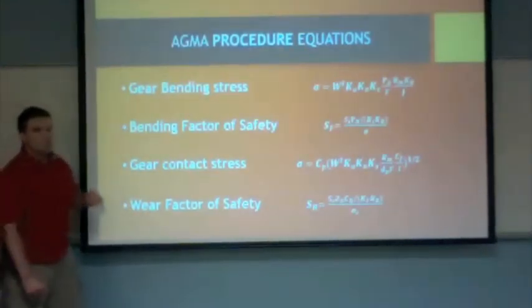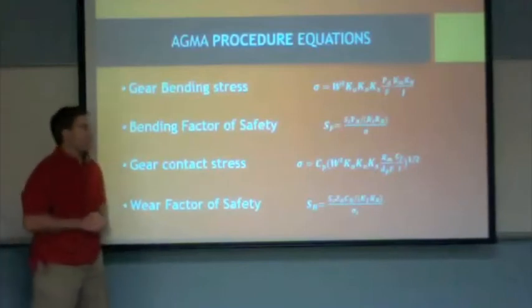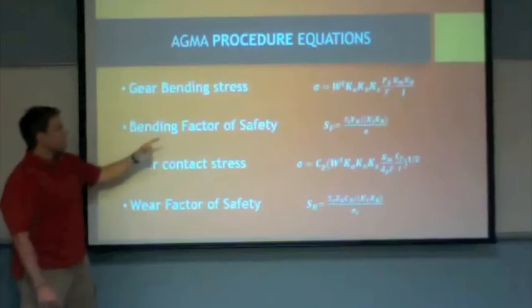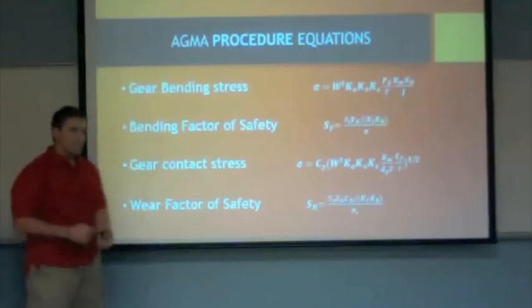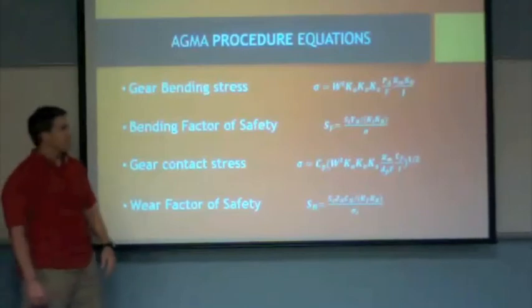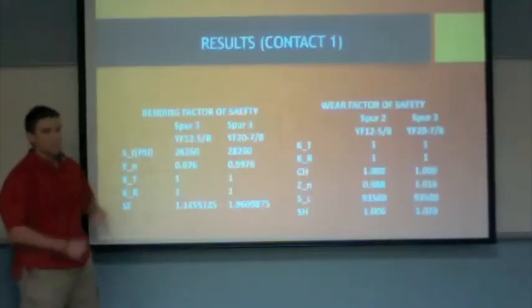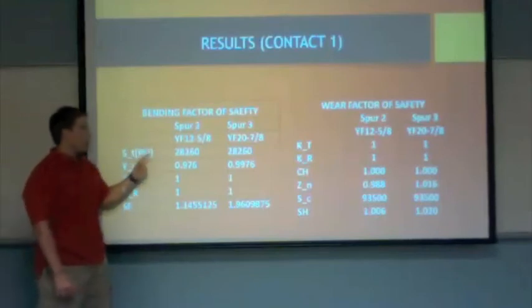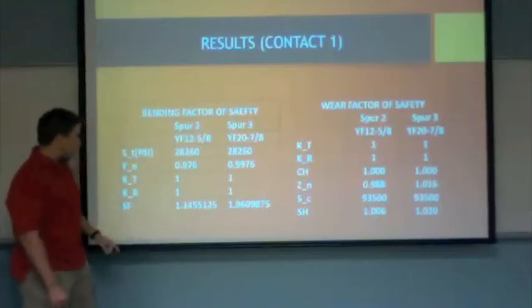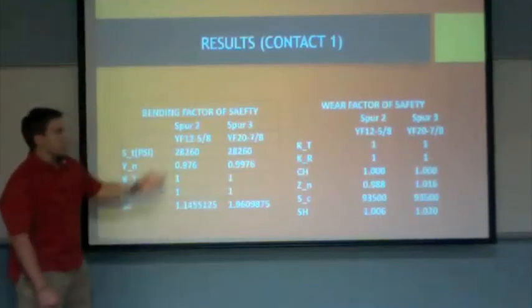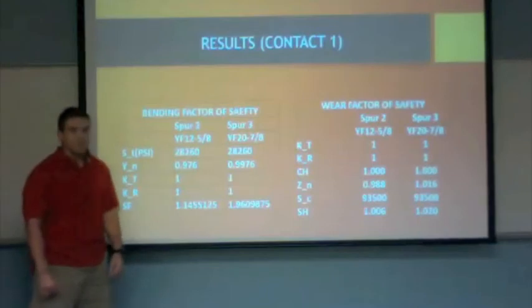Based on the calculations necessary, we had to follow the AGMA procedure equations. Here we have the gear bending stress, the bending factor of safety, the gear contact stress, and the wear factor of safety. This is for the first contact. We're using 2 different spur gears, one is YF12 and another one is YF20. As you can see, these are the factors of safety. We have a factor of safety above 1, and our wear is above 1 as well.